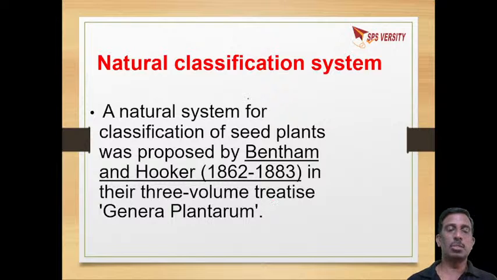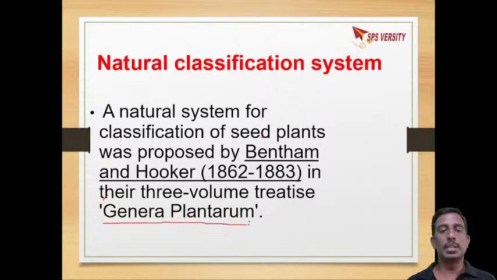If you take a natural system of classification, which gives importance to natural evolutionary relationship, Bentham and Hooker is one of the best systems of natural classification, which is mentioned in their book Genera Plantarum.